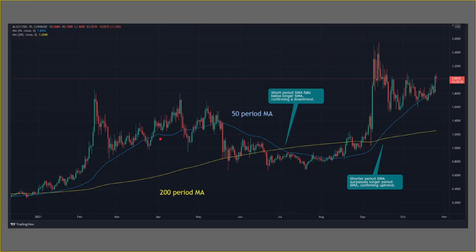Now here's an example of the 50 period and the 200 period. This is on the Algorand chart. This is the daily chart. Here we see, similar to what we've been seeing before, the basic moving average. It's more specifically called the simple moving average. The short period SMA falls below the longer one. Here we see some sort of downtrend. It confirms the downtrend, if you will. The shorter period SMA, the 50, crosses over the 200 period, and this confirms an uptrend. We'll talk more about moving average crossovers in a little bit.